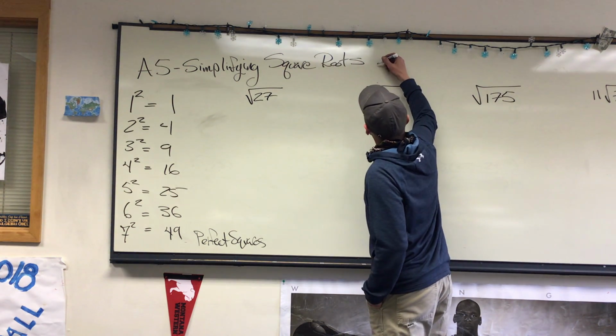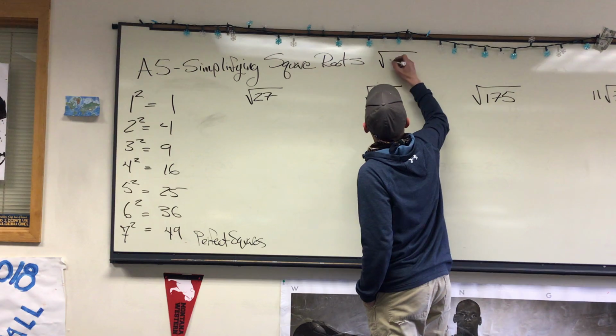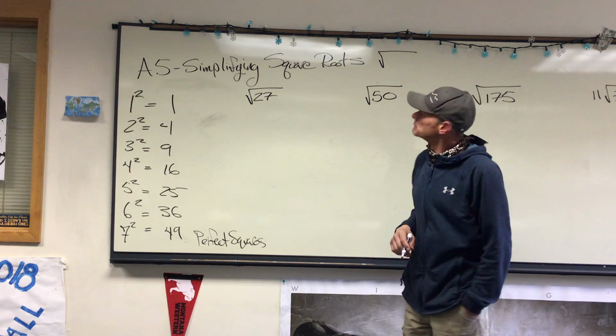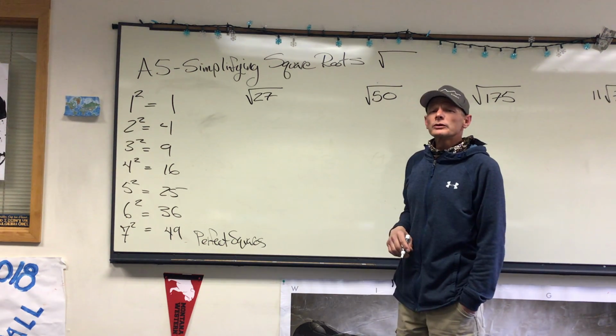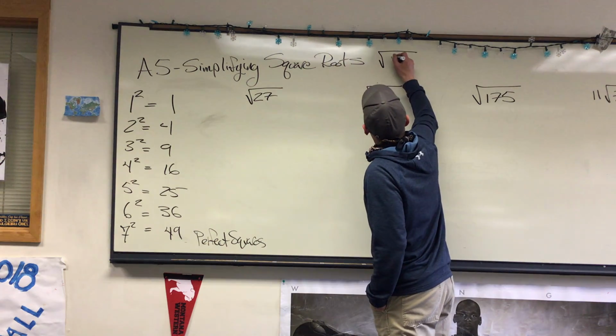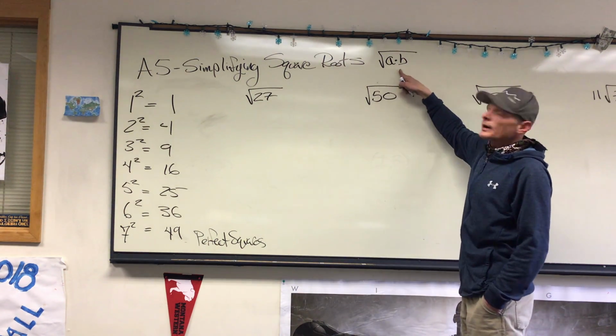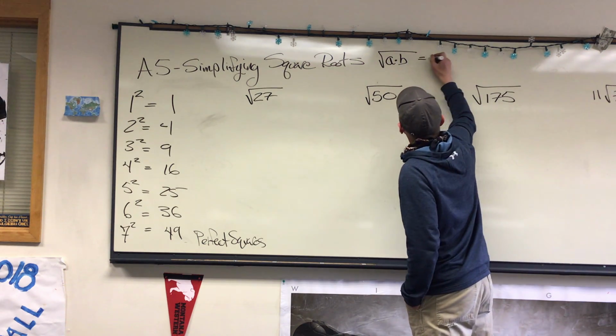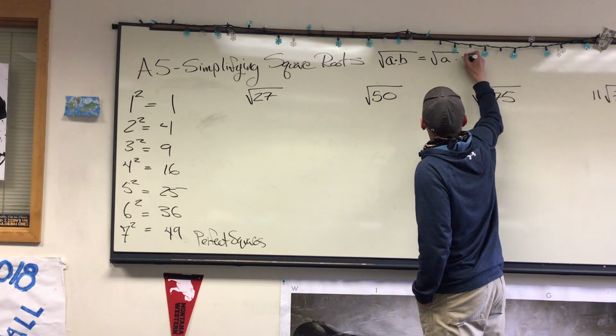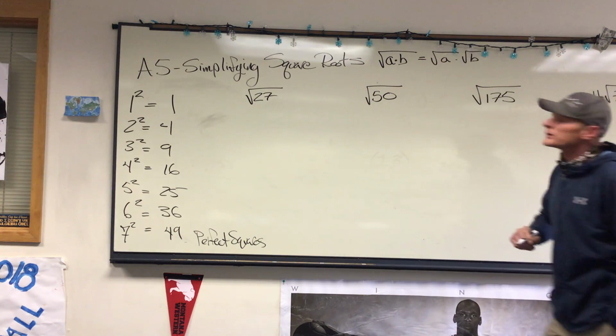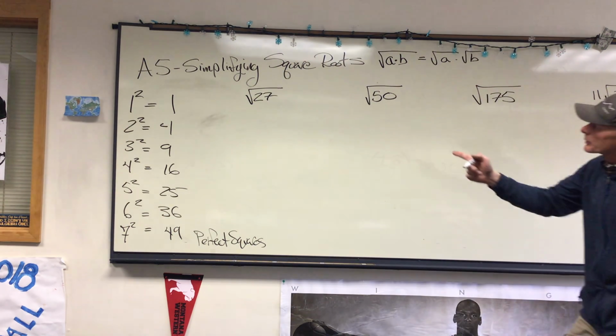And first off, a rule, this is called the square root product rule. If you have a square root of a product A times B, a square root of a product is a product of square roots. So that's a rule that holds for square roots that we're going to use here.